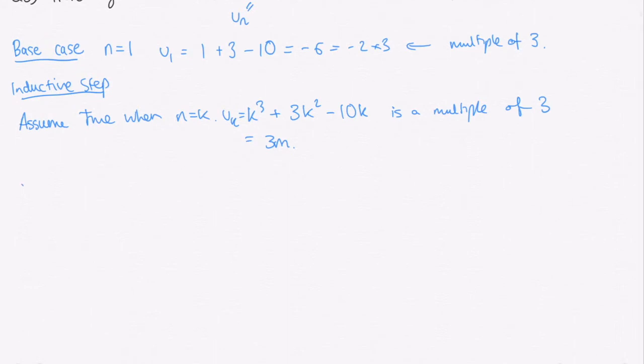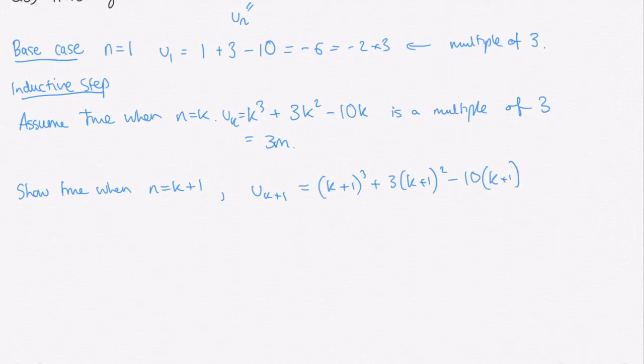And what do we want to show? Well, we want to show that it's true when n equals k plus 1, i.e. we want to show that u_(k+1), which is equal to (k plus 1) cubed plus 3 lots of (k plus 1) squared, subtract 10 lots of (k plus 1), is a multiple of 3.